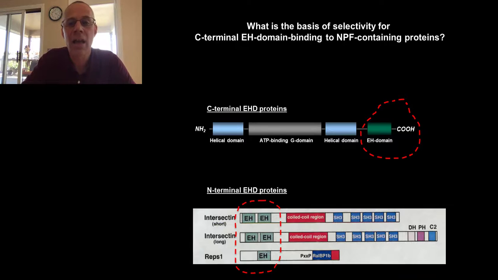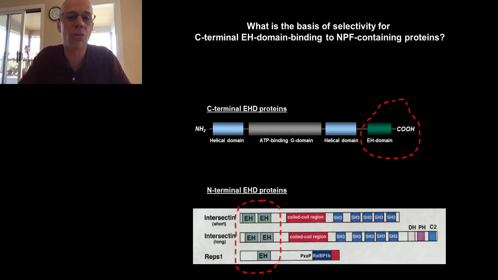And if we take a look at that, it allowed us to ask questions about the basis of selectivity for how EHD1, 2, 3, and 4 bind to specific subsets of proteins, whereas other members of the family that have an EH domain bind to very different proteins. And so if we take a look at this, this is, as I showed you, the type of domain architecture that we have for what we call the C-terminal EHD proteins, because the EH domain is at the C-terminus, whereas many other members of this family that have EH domains are N-terminal EHD proteins. They have one or more EH domains at the N-terminus, and they behave very differently because they bind to different subsets of proteins. And why is that the case? This is one of the questions that we were really interested in.